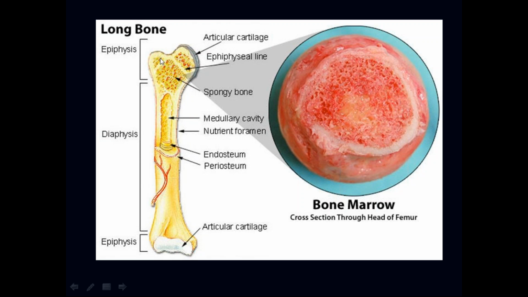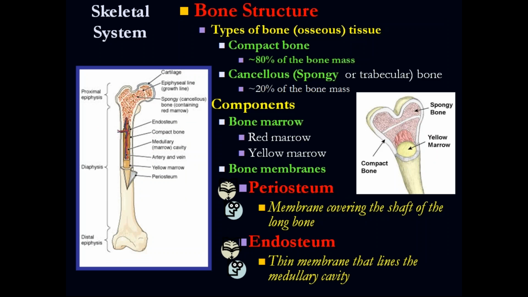Here in the epiphysis, we have the red bone marrow. The red bone marrow is the one that produces the hematopoiesis. And the hematopoiesis is going to have three components: the erythropoiesis, the platelet production, and the white cell production. Okay, don't forget that the lymphocytes are white cells.